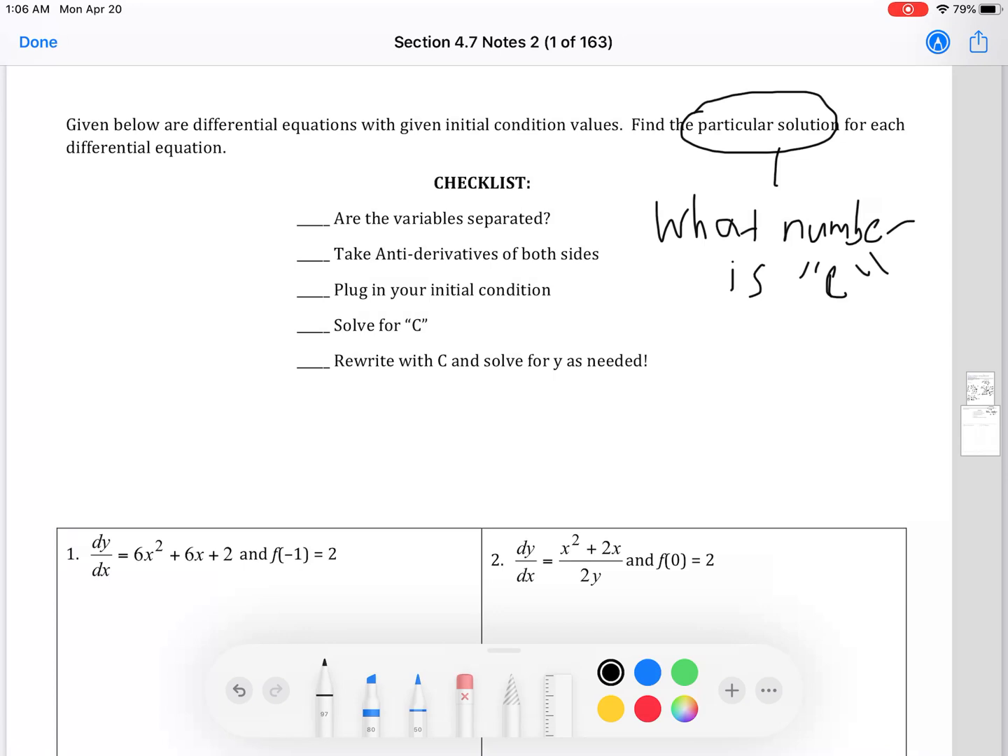And then what's new here is plug in the initial condition. So this is new. This is for finding a particular solution. And you'll solve for the plus C, and then you're just going to solve the differential equation and rewrite with the C in there. So let's take a look at an example right now.